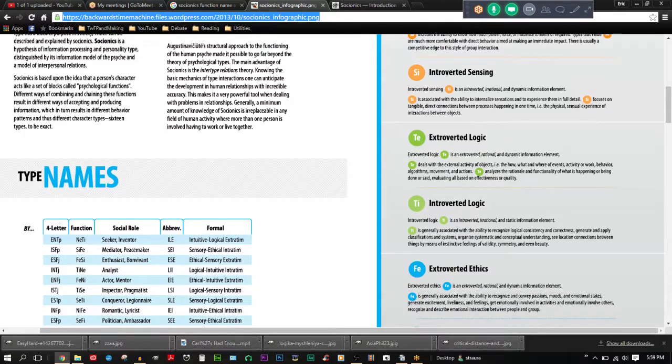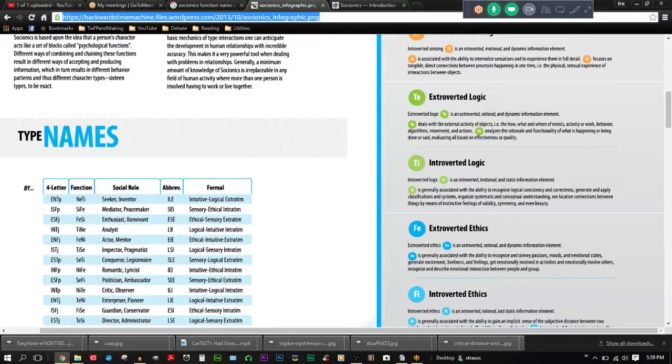Knowing the basic mechanics of type interactions can anticipate the development of human relationships with incredible accuracy. This makes it a very powerful tool when dealing with problems in relationships. Generally, a minimum amount of knowledge of socionics is irreplaceable in any field of human activity where more than one person is involved with having to work or live together.